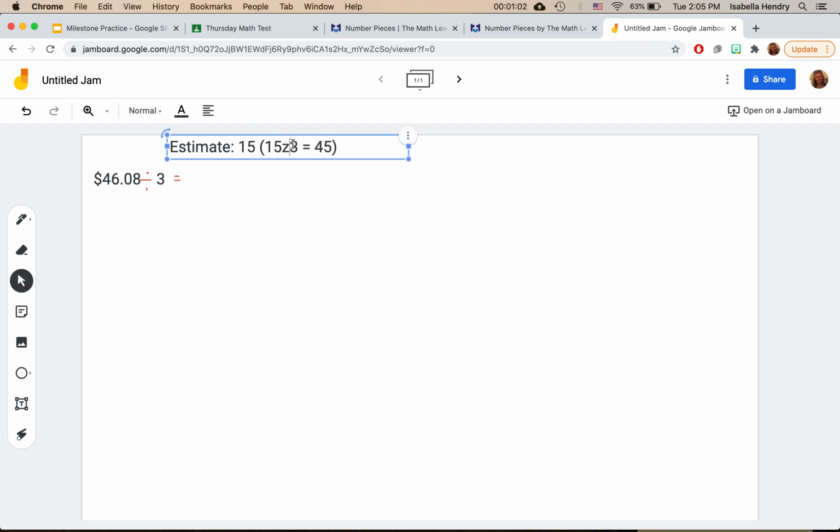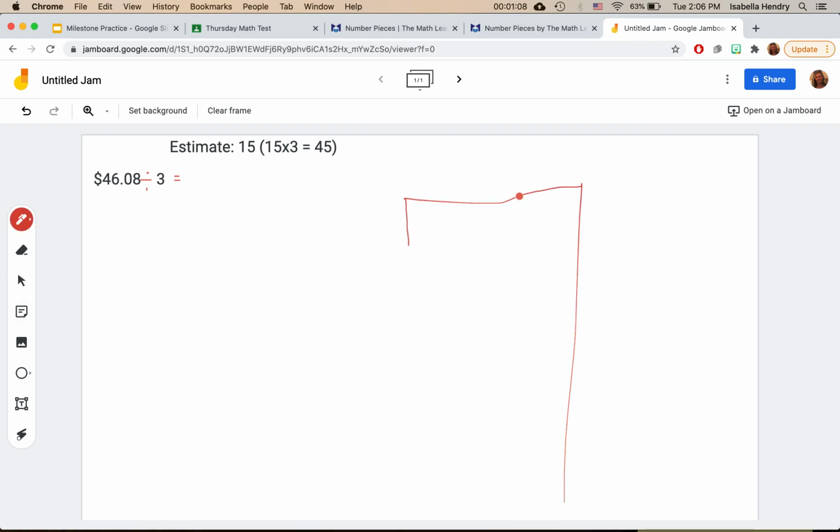Whoops. There we go. Let's make it clear. Okay. So I have my estimate. Now I'm going to start dividing. So I start in here with my price, $46.08. I write out here the number I'm dividing it by, which is 3. And then I'm going to do it piece by piece for you guys to see.